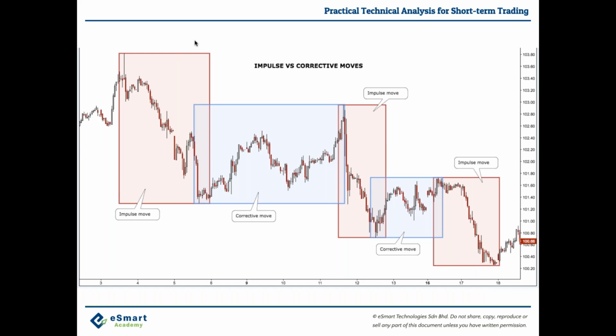The opposite is the corrective one, which is the one that I've highlighted in blue, right? They're both basically going sideways. So in this chart here, very clearly you can see the differentiation between what's impulse and what is correction.